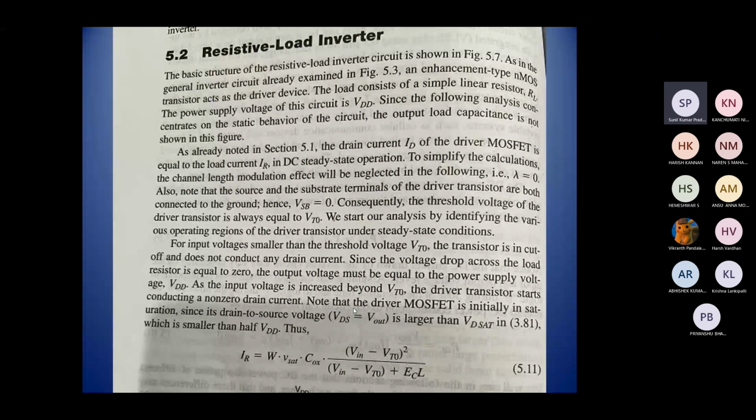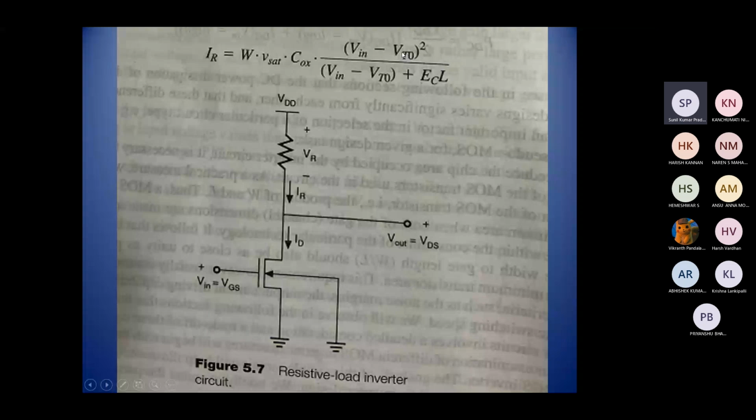Now, for input voltage smaller than the threshold voltage, the transistor is in the cutoff region. If the input voltage is less than the threshold voltage, the transistor is cut off and does not conduct any drain current. Since the voltage drop across the load resistance is equal to 0, the output voltage must be equal to the power supply voltage, that is VDD.